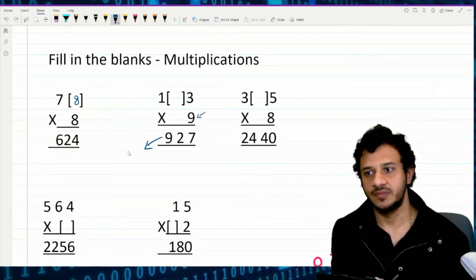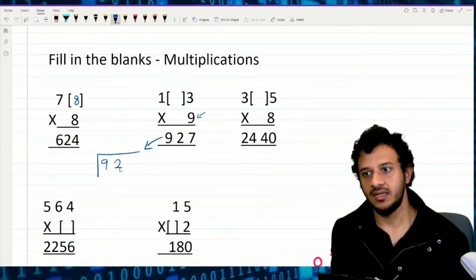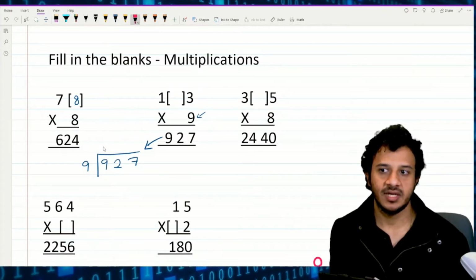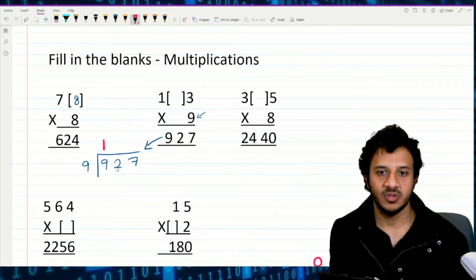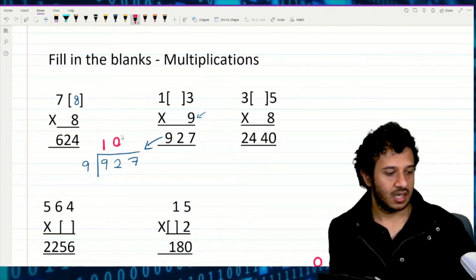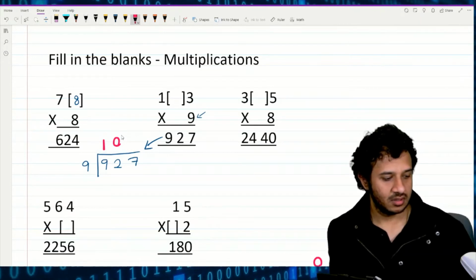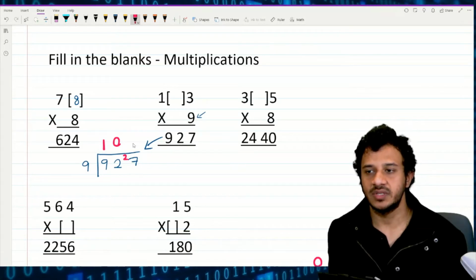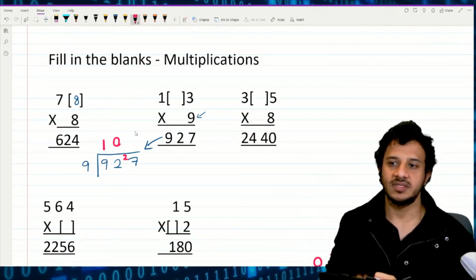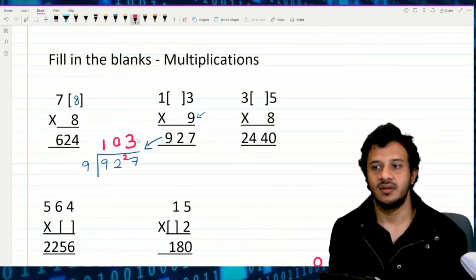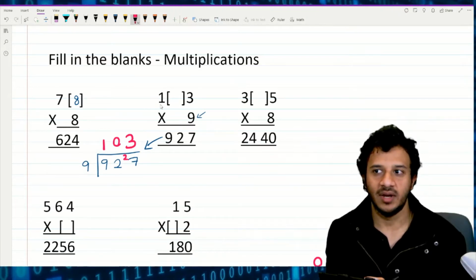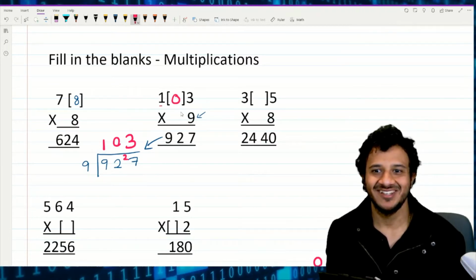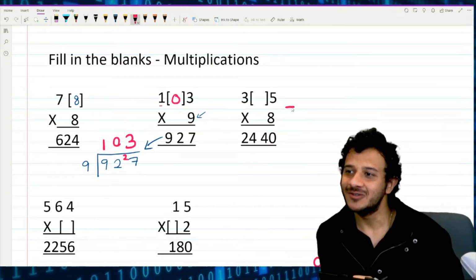So let's do it together. 927 divided by 9. How many 9's can go into a 9? 1. How many 9's can go into a 2? 0, and then left over is a 2. And then how many 9's can go into 27? 9, 18, 27. That's a 3. 1, 0, 3. 1 is given. 0 is not given. 3 is given. So what should this be? A 0.